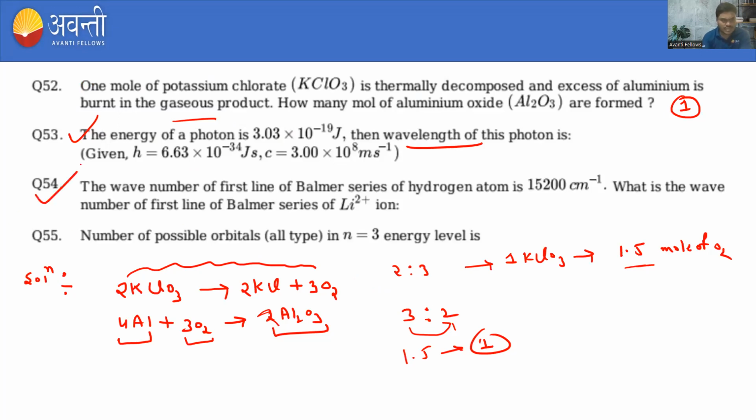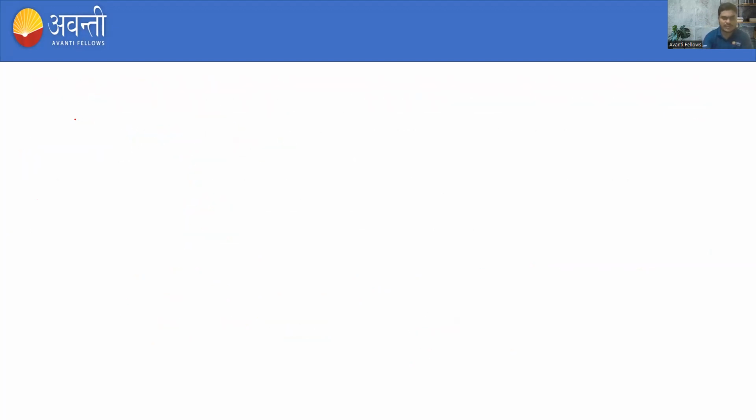Now, move to the question number 54. The wave number of the first line of the Balmer series of the hydrogen atom is given, that is 15,200 centimeter inverse. What is the wave number of the first line of the Balmer series of lithium ion? Right, so you need to calculate the wave number of the first line of the Balmer series of lithium ion. So let's see how you will solve this question number 54, right? तो कैसे होगा ये 54 क्वेश्चन, चलो देखते हैं फटाफट.